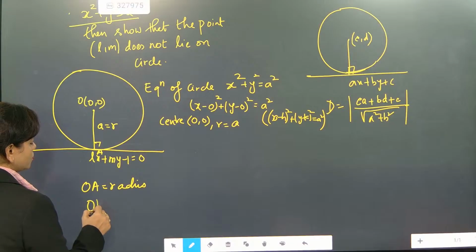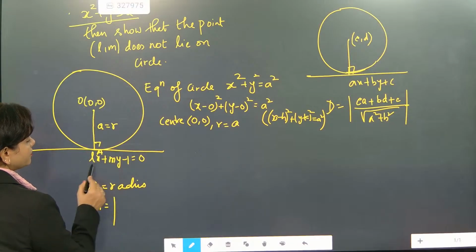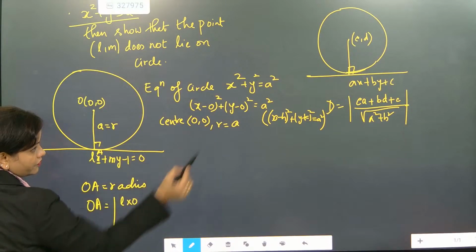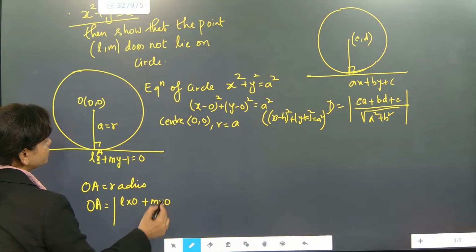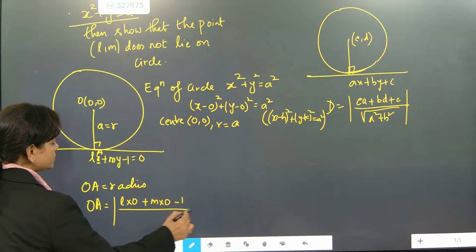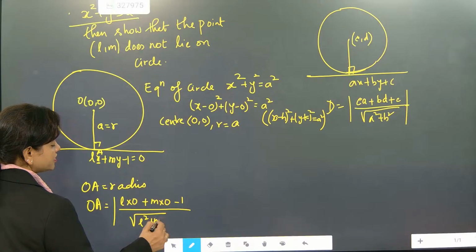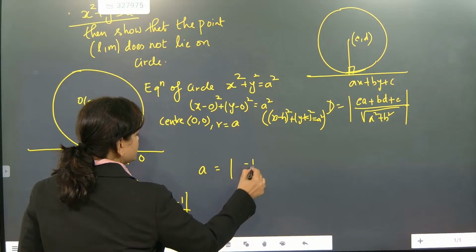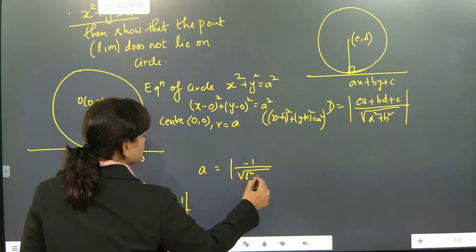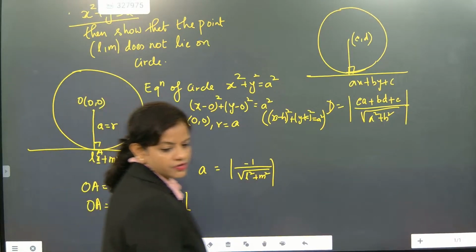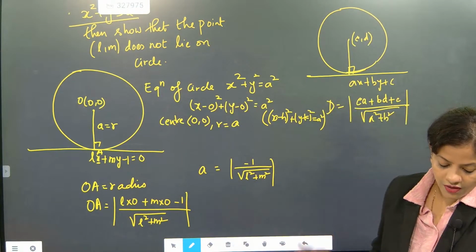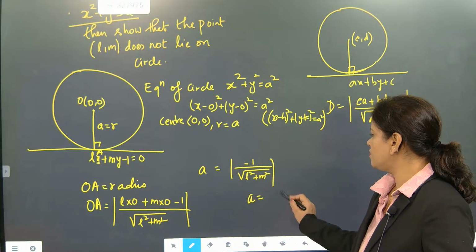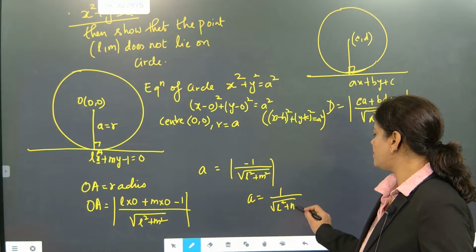So the shortest distance OA is equal to L into 0, because the x value will become 0 there according to that formula, plus m into 0 minus 1, by root under L square plus m square, modulus. OA is nothing but the radius a, so it is coming as 1 by root under L square plus m square. Till here we got? See, till here we got.